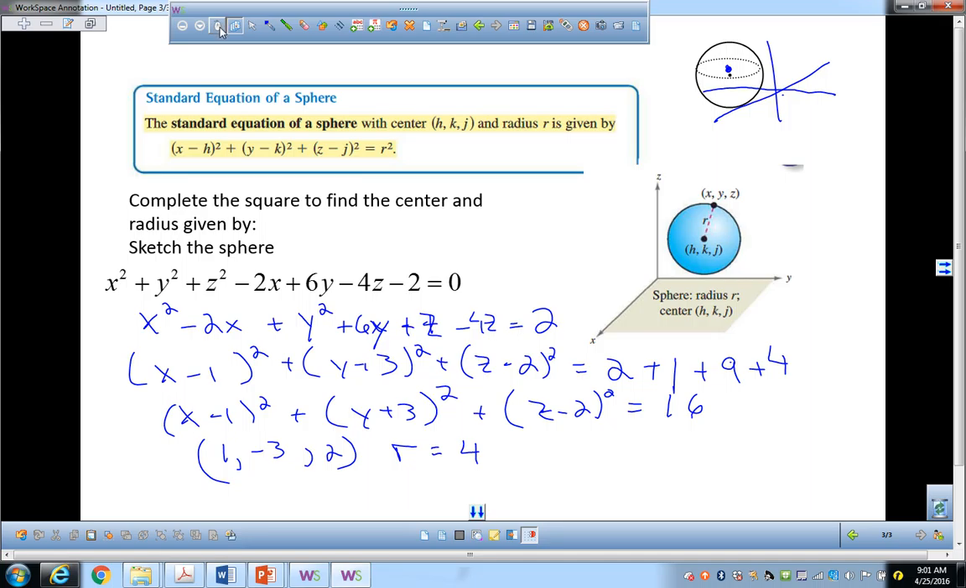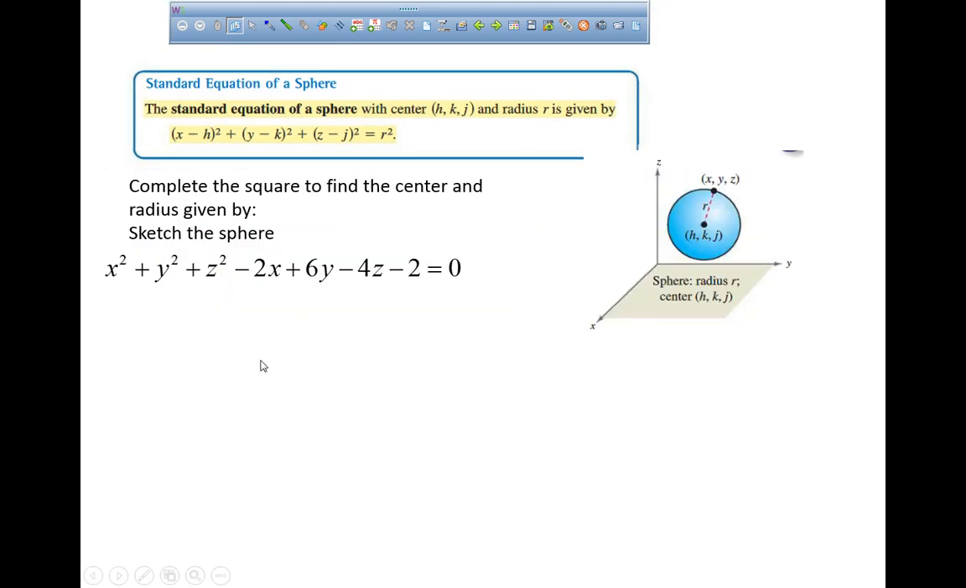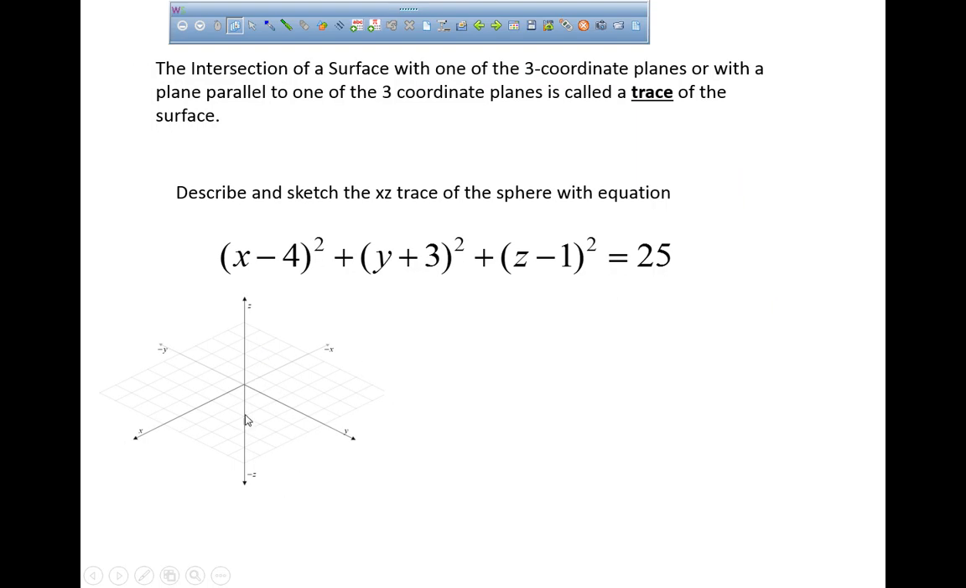Okay. So the next thing is called... This is called a surface in space. Let me graph that. The sphere is called a surface. And then the intersection of a surface with one of the 3D coordinate planes or with a plane parallel to one of the 3 coordinate planes is called a trace. And that's like a slice in space, okay? So describe and sketch the trace of the sphere with the equation, the xz trace.